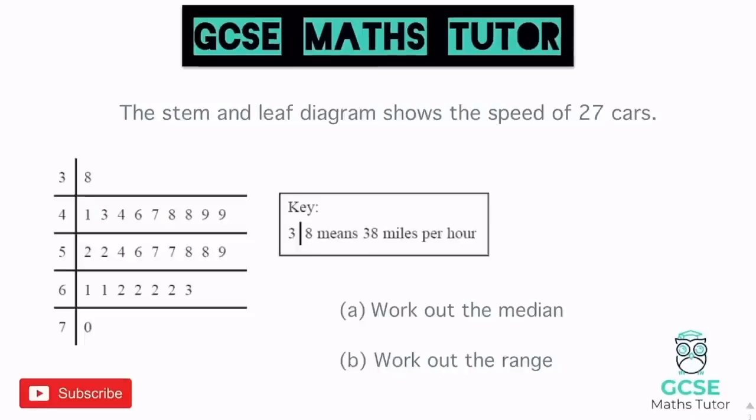Okay, so reading from a stem and leaf, it says the speed of 27 cars. Work out the median and work out the range. So to work out the median, I want to know which one's in the middle. We can take quite a nice approach for this. We can just cross numbers off either side until we get to that middle number.